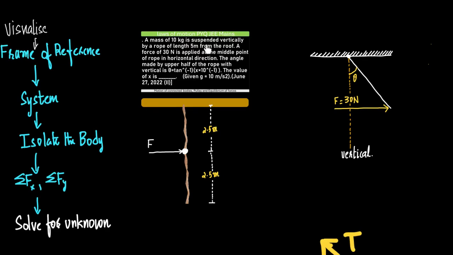A mass of 10 kilograms is suspended vertically by a rope of length 5 meters from the roof. A force of 30 Newton is applied at the middle point. The angle made by the upper half of the rope with the vertical, theta, is equal to tan inverse.